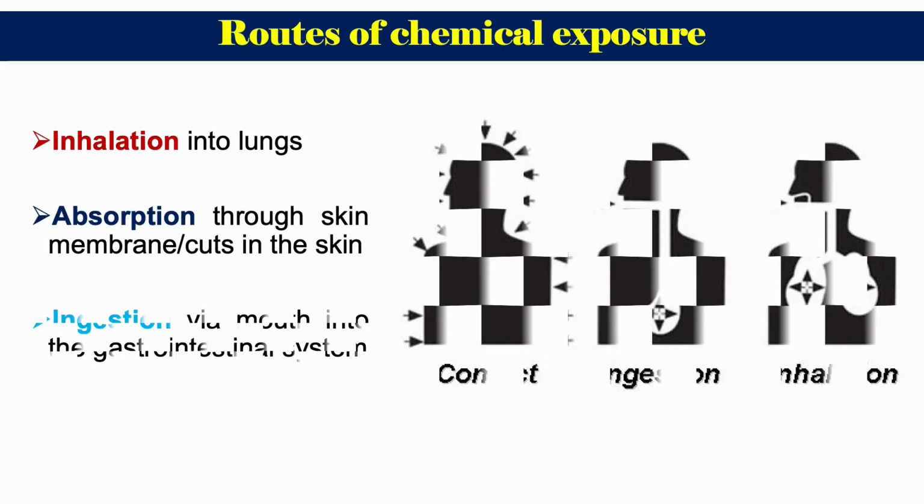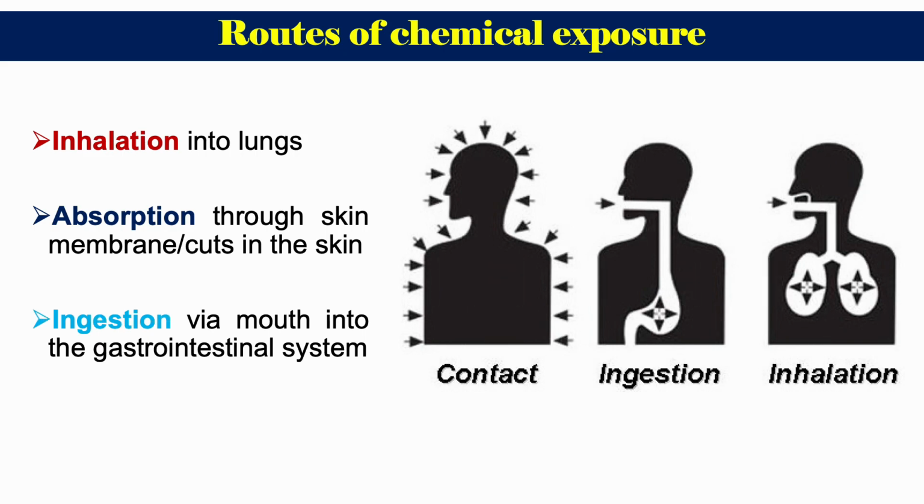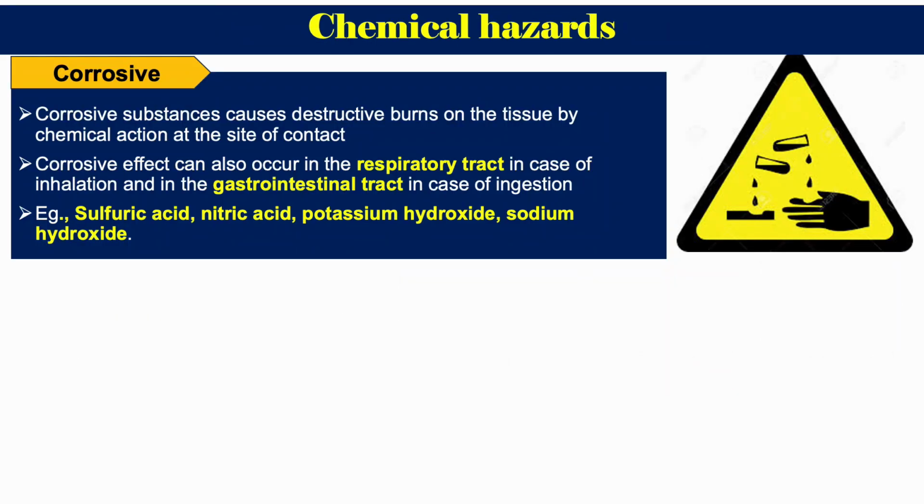There are different routes for chemical exposure. Number one is inhalation directly into the lungs, as shown in the pictures, followed by absorption through skin membrane or cut into the skin. It is called direct contact. Then followed by ingestion. It is mainly via mouth into the gastrointestinal system.